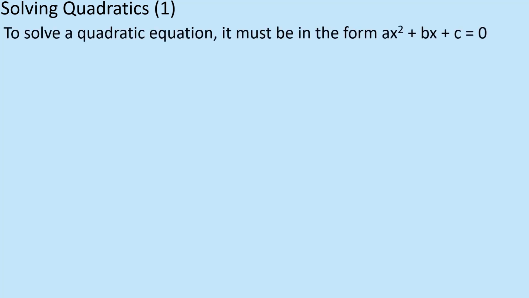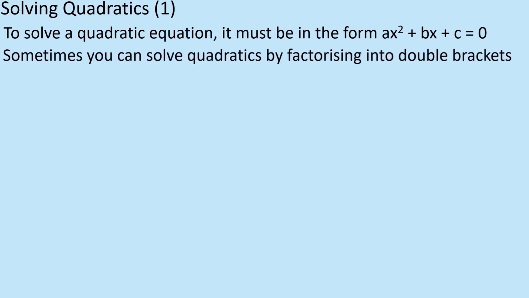To solve a quadratic equation, it's probably got to be in the format that you're used to seeing, which is something x squared plus something x plus c, and it must equal 0. If it's not in that format, then we're not going to be able to do it. So you've got to get it in that format first, and then try and factorise it.